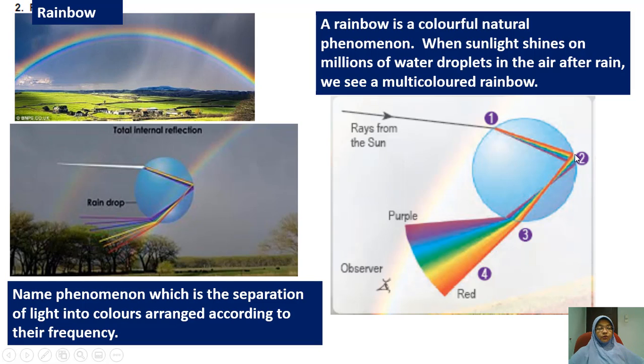Now we move on to rainbow. This is a colorful rainbow. A rainbow is a colorful natural phenomenon. When sunlight shines on millions of water droplets in the air after rain, we see a multicolored rainbow. This is one droplet of water. Name the phenomenon which is the separation of light into colors arranged according to their frequency. This is white light, and when it enters the drop of water, it separates into 7 colors. This is what we call dispersion of light. Dispersion means the white light is separated into 7 colors of the spectrum.